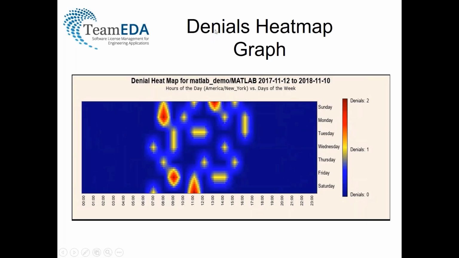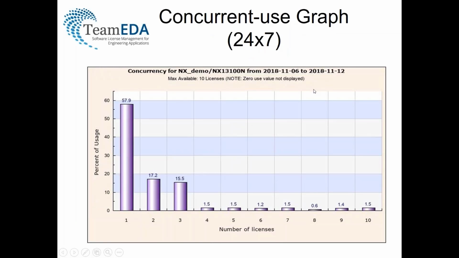We did the same thing for denials. A denial is, of course, when an engineer can't get a license. And so this is a 24/7 way of visualizing the day of the week and the time of the day when the denials are occurring. So if an engineer is looking at this, he'll avoid those dark red areas.